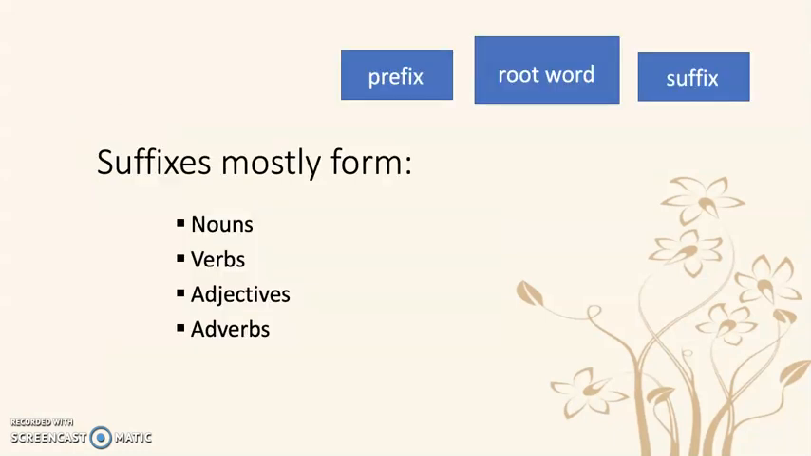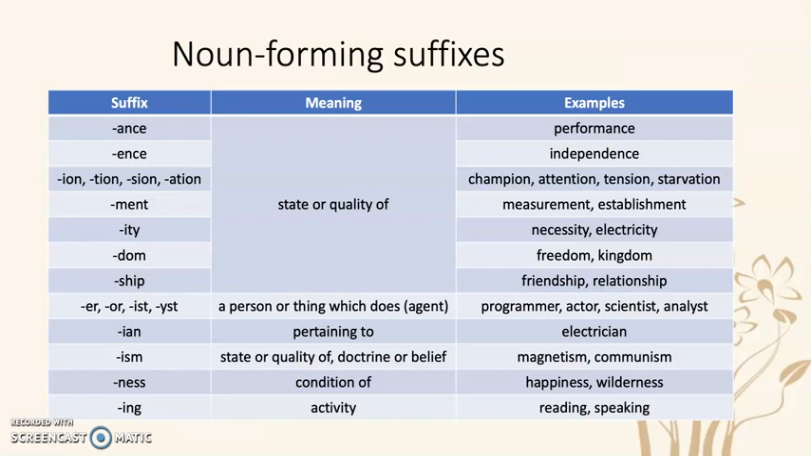Now let's look at suffixes. Suffixes come at the end of a word, and generally speaking, the suffix changes the word form into either a noun, a verb, an adjective, or an adverb. So noun-forming suffixes make the words into nouns. You look at these suffixes that come at the end of words. Generally speaking, the word is a noun. Push pause and look through these examples.